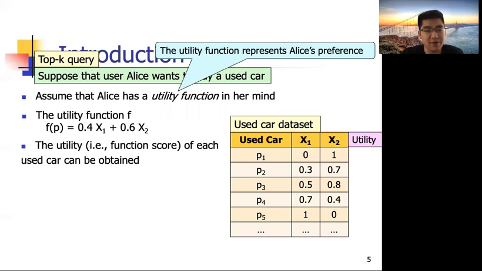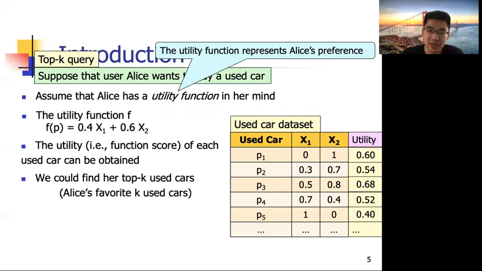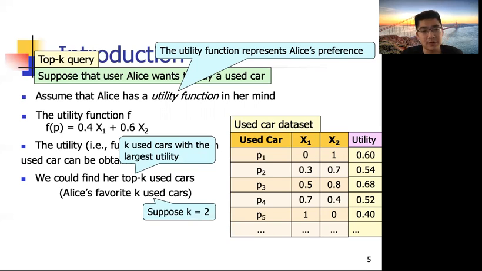Based on this utility function, the utility of each used car can be obtained. Based on these utilities, we can find Alice's top K used cars. That is, the K used cars with the largest utilities. For example, suppose K is equal to 2. Then used cars P1 and P3, which have the largest utility, are the top K used cars.